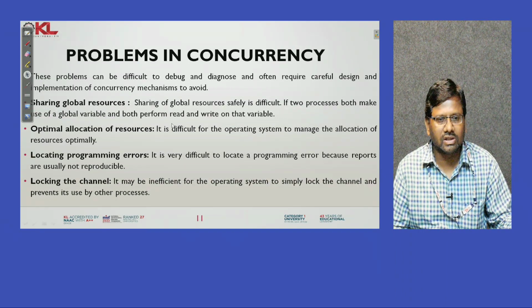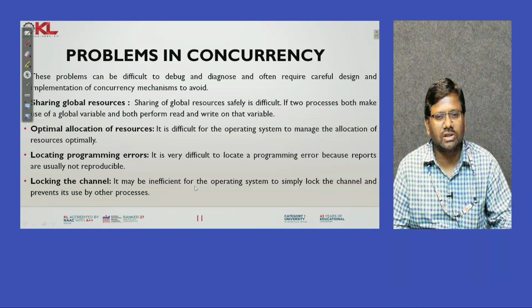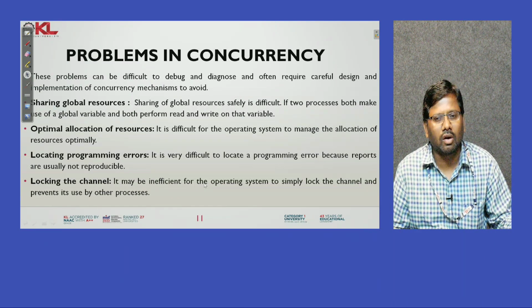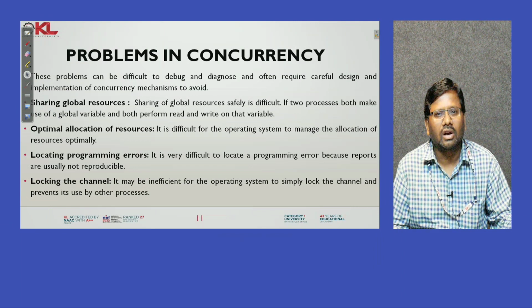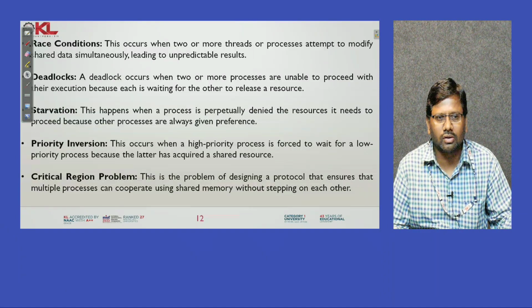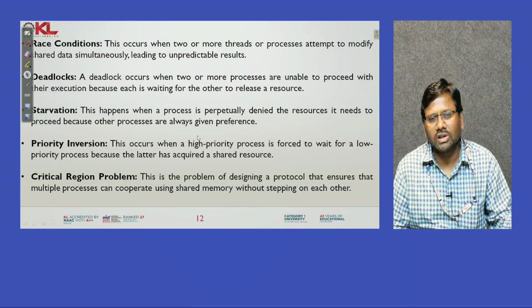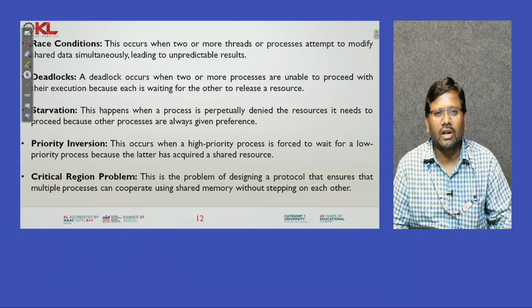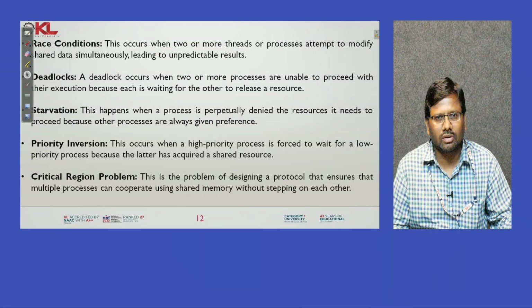Next, locking the channel. It may be inefficient for the operating system to simply lock the channel and prevent the use of the other process. Definitely, when one process is running, another process should not interrupt it, which means interrupts should be reduced. Then the race around condition. What is the race around condition? When one process is running for a particular resource with respect to the task to be completed, another process is also running. Next, deadlock, which we could avoid.